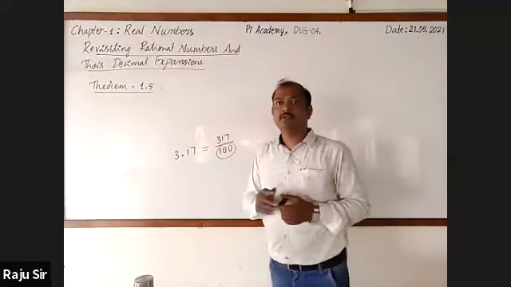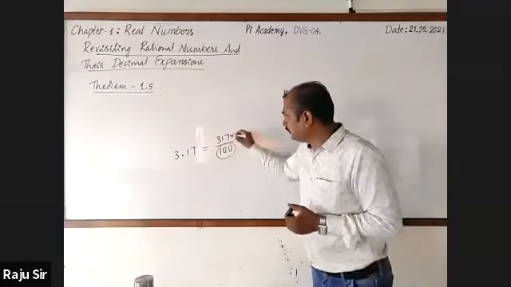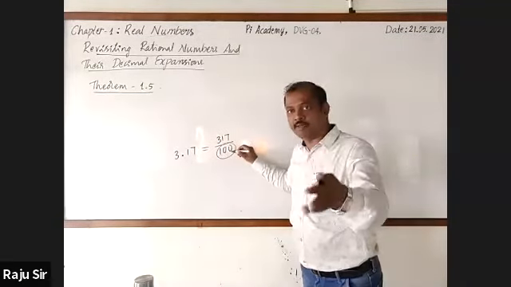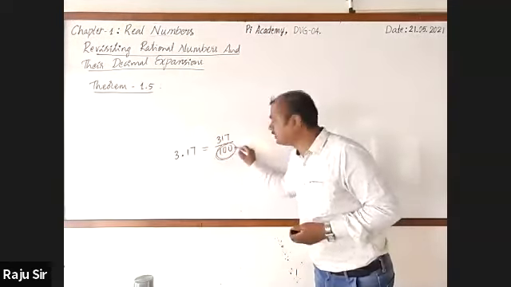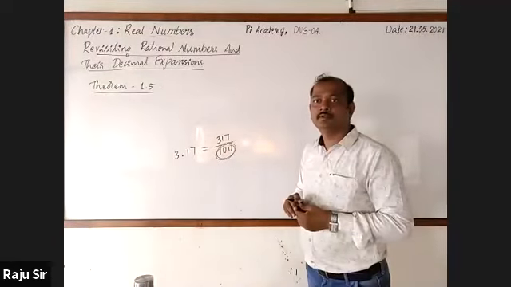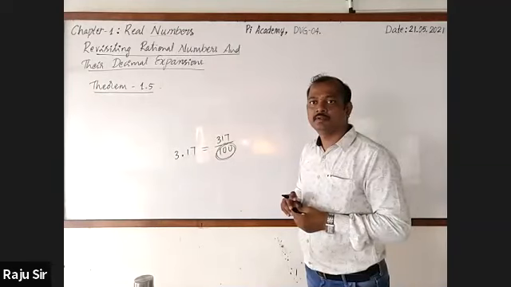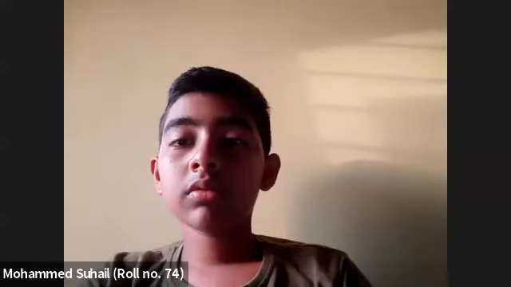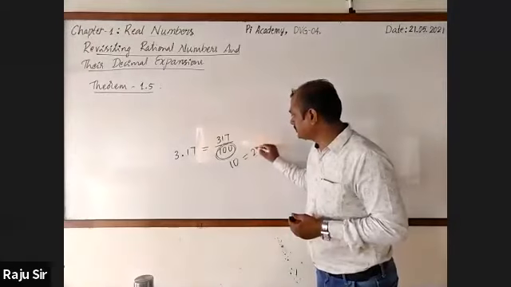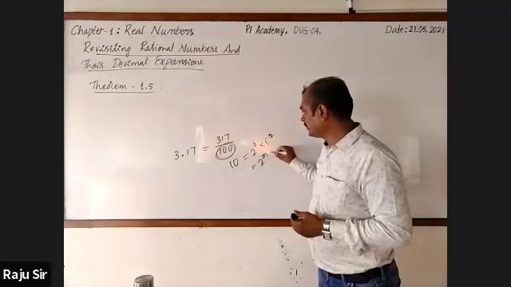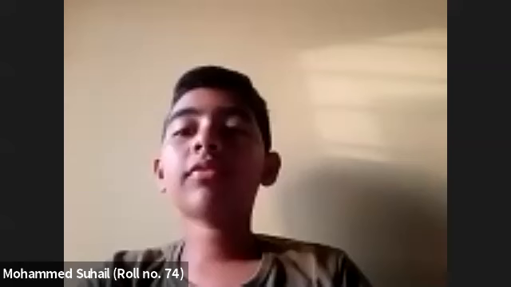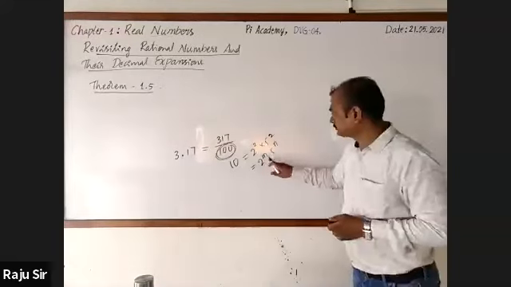Then what about P and Q? If P and Q are taken as co-primes, of course, they are co-primes, then what will be the denominator? Here we have 100. 100 can be written as 2 square into 5 square, which is in the form 2 raised to the power n into 5 raised to the power m. Correct. Very good. Aditya, you are right.